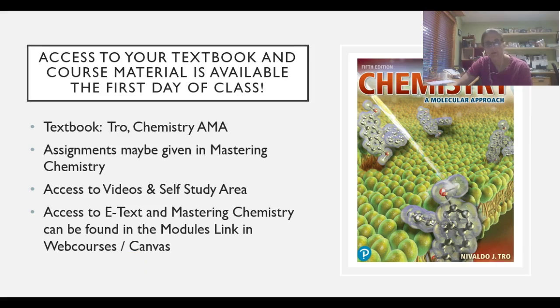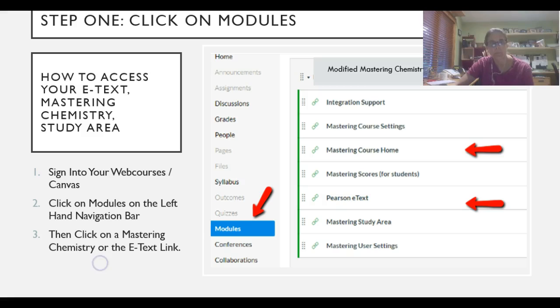This chemistry course will be using the Tro Chemistry, a Molecular Approach book. The book has an ebook, and inside the ebook there's access to videos, there's a self-study area, and then there's also links through the modules to Mastering Chemistry, which they'll be using. So the first thing they have to do is, as soon as they have access to their course, click on modules, and then they're going to see buttons that will go to course home or the Pearson e-text or assignments, and the instructor may have specific assignments listed here.